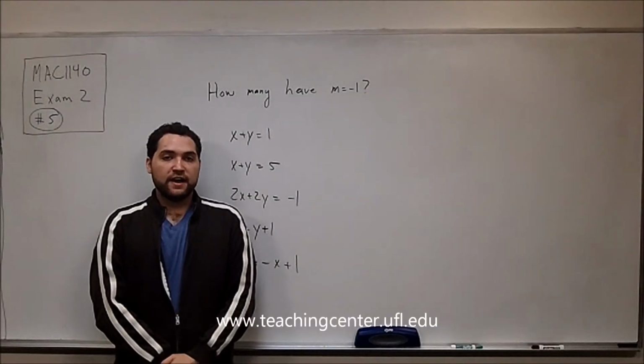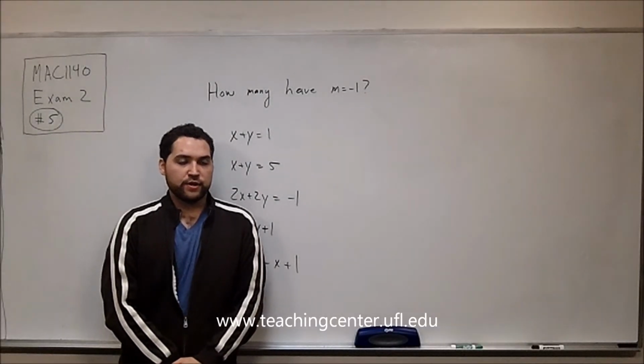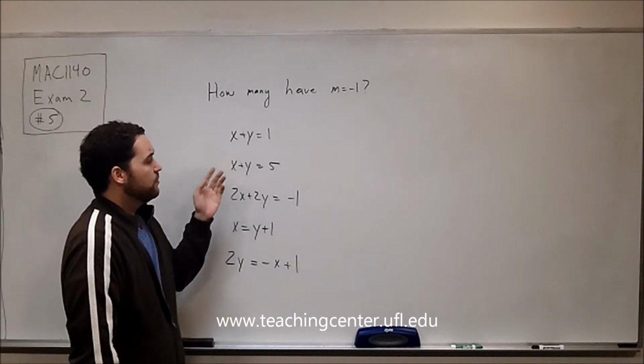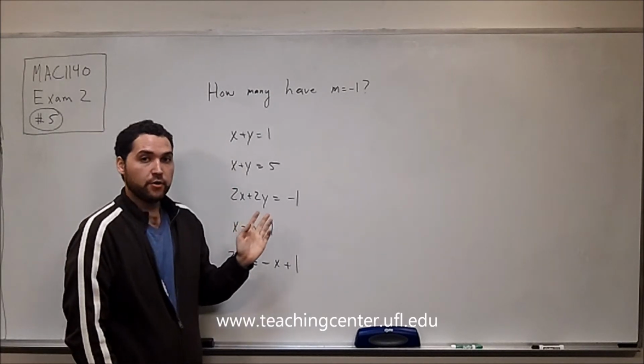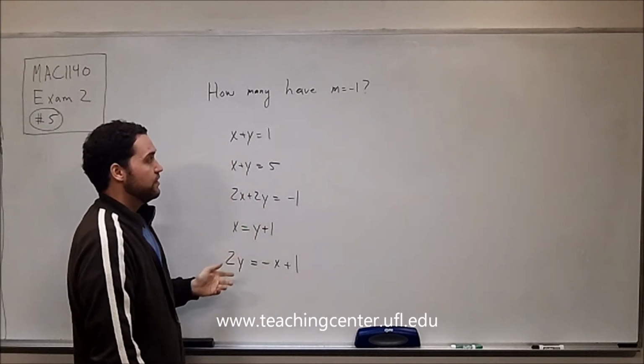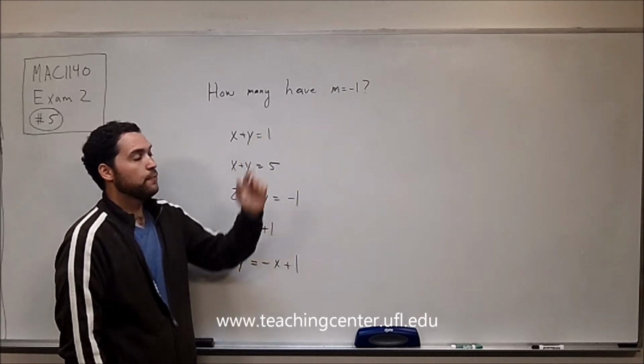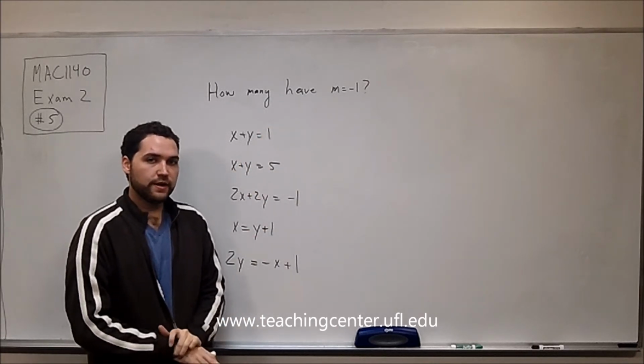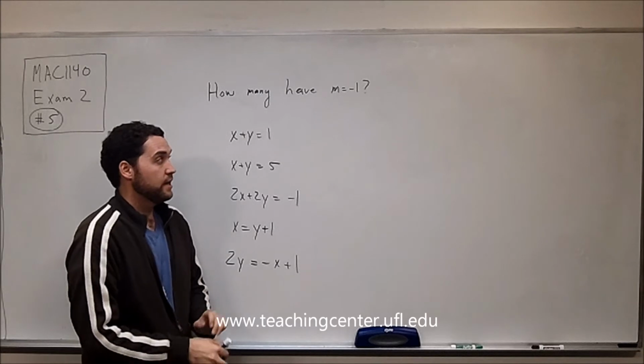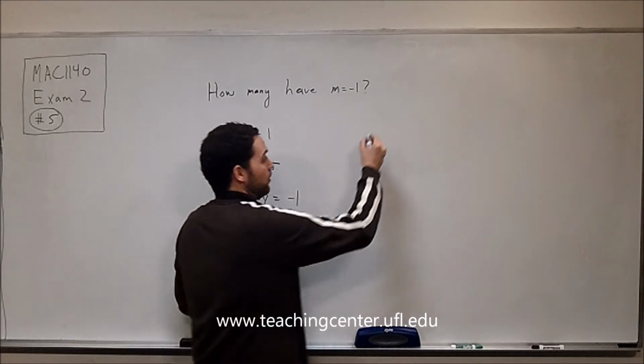This is problem number 5 for exam 2 of MAC 1140. In this problem, they give you 5 different linear equations, and they want to know how many of these linear equations have a slope of -1. So the best way to find out what the slope is, is to write it in y = mx + b form.